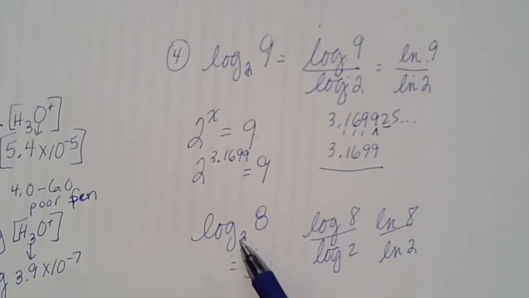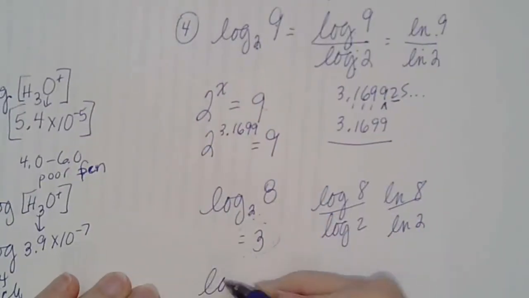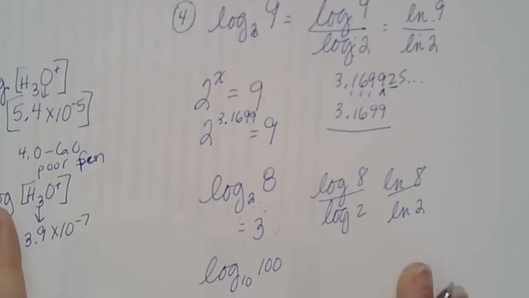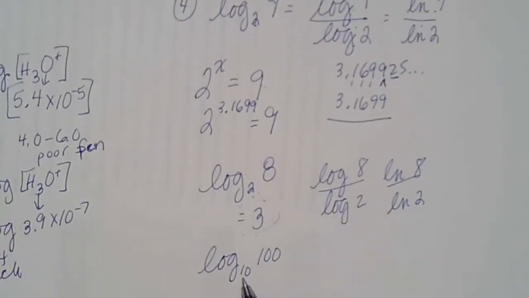So again, if I do log base 10 of 100, what do you think that might be? That means 10 to what power is 100. So we know 10 squared, or 10 to the 2nd, is 100.